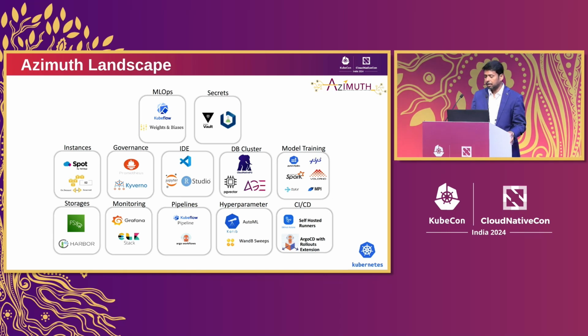Coming to CI/CD, we have self-hosted GitHub Actions, and that is used for continuous integration. And for continuous delivery, we use Argo Rollouts. We recently integrated Argo Rollouts with an extension, which is used for advanced deployment strategies like Canary and Blue-Green. And all these components are installed into vanilla Kubernetes, and it is maintained by a separate dedicated team.